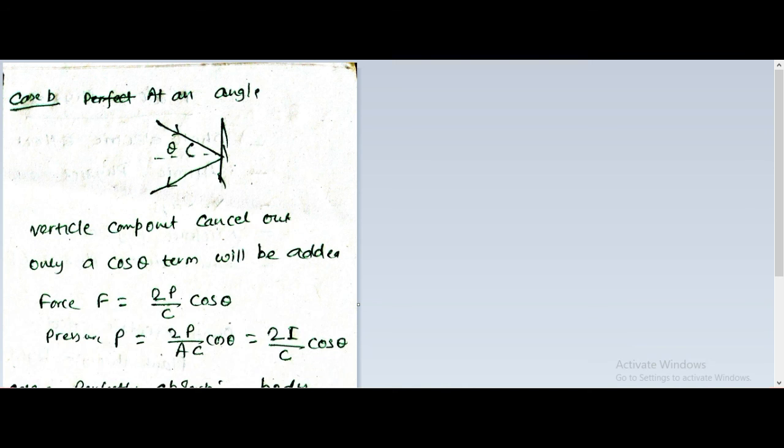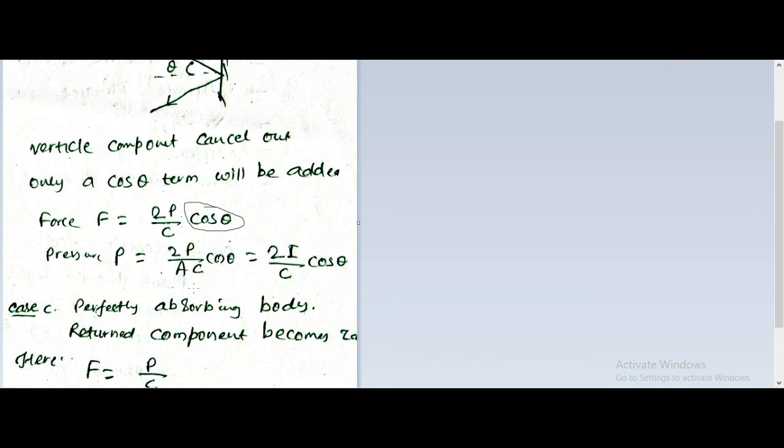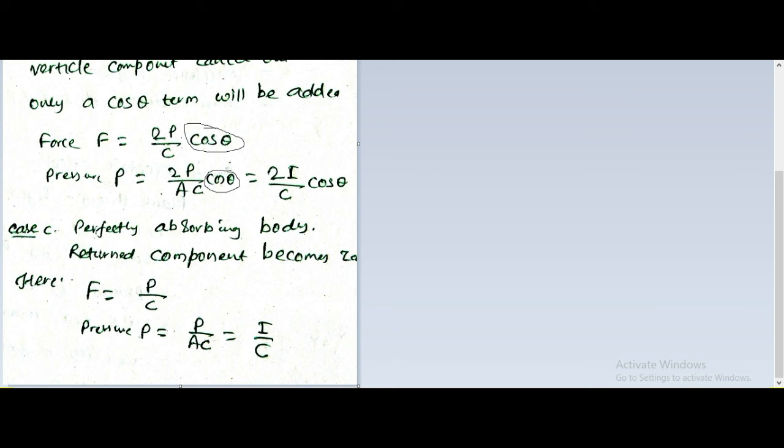Now force at any angle. If the photon particle impacts the surface at any angle theta with the vertical, a cos theta term will be added, and the horizontal components of that force cancel each other. So the equation will be the same, but with an additional cos theta term. If the surface is perfectly absorbing, the returned component of the force will be 0. So force becomes P by c only, and pressure becomes P by Ac.